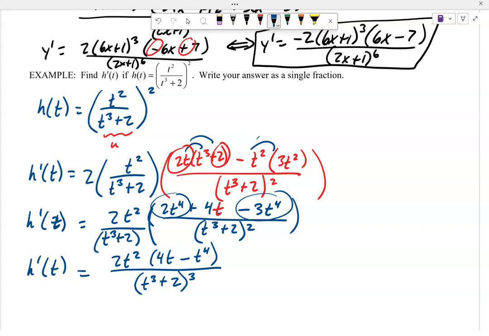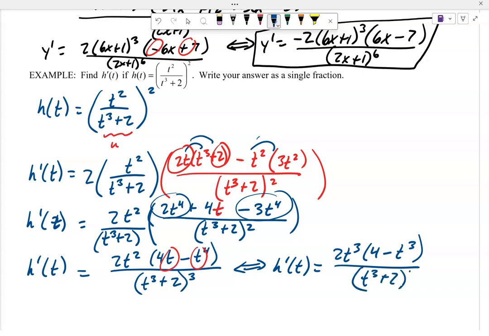And I could take another t out of each of these if you wanted as well. So h prime of t would be 2t to the 3rd, and I have 4 minus t cubed, all over t cubed plus 2 to the 3rd.